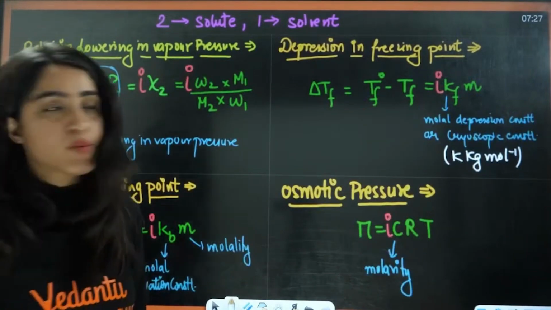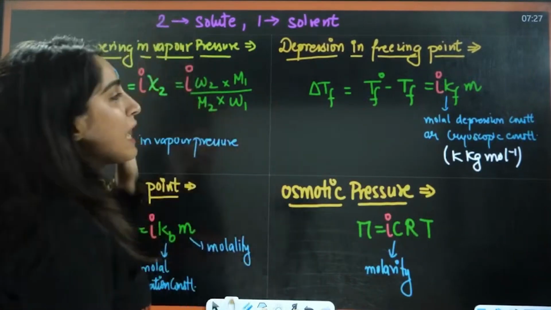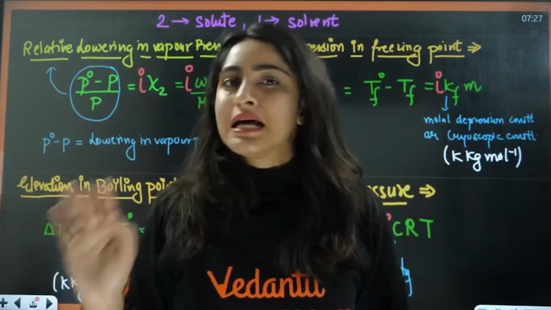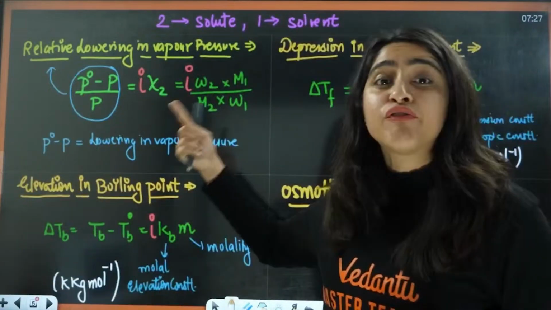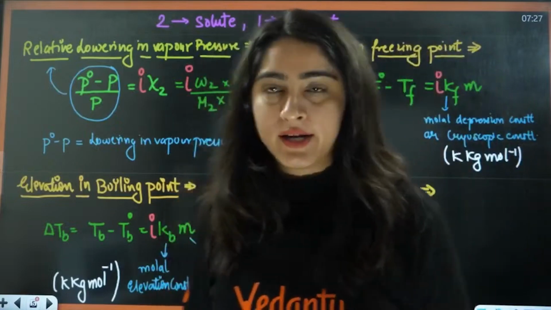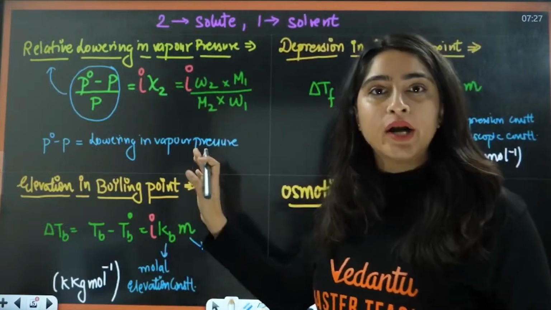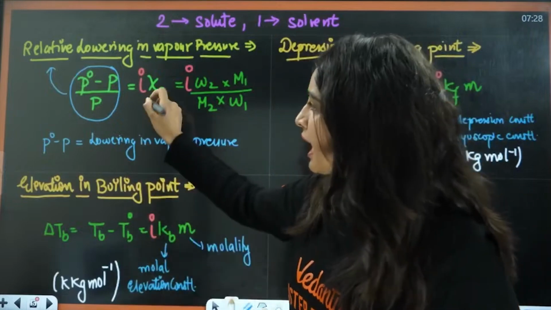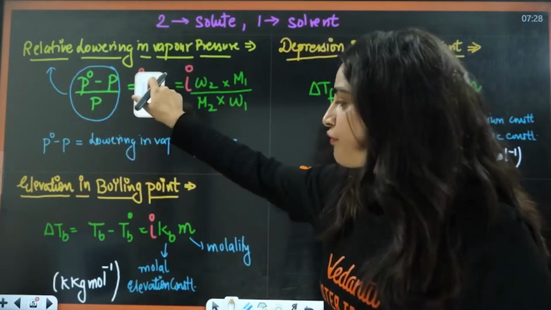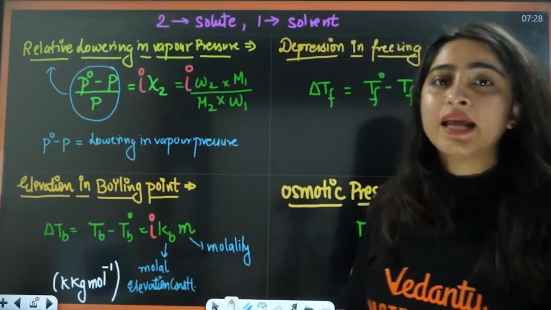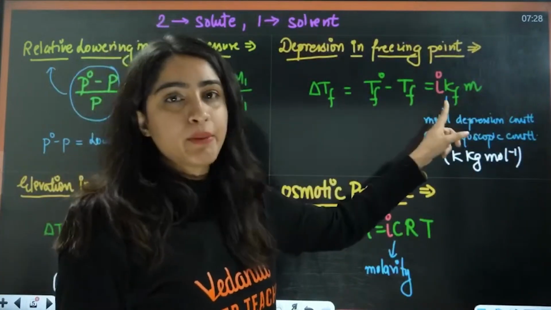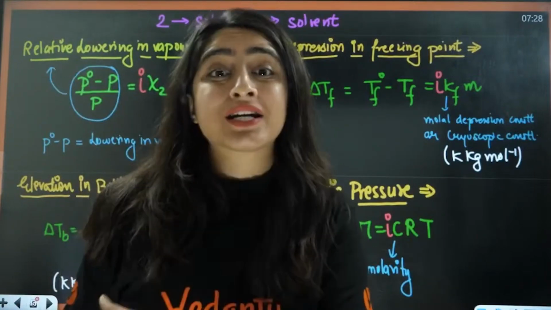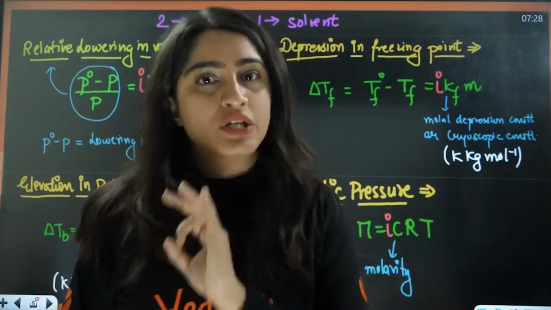Next, everyone here, if there is dissociation or there is association, in that case, we will add another factor, that is the van't Hoff factor. The van't Hoff factor will be included in the equation where there is a number of particles. That means I will apply the van't Hoff factor in mole fraction. In case of molality, it will be multiplied by molality. This will be multiplied by molarity. That means the van't Hoff factor will be multiplied by concentration terms.